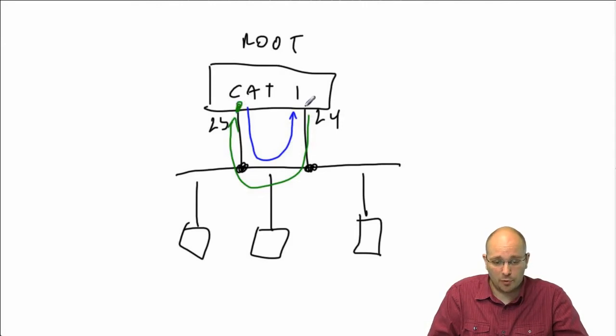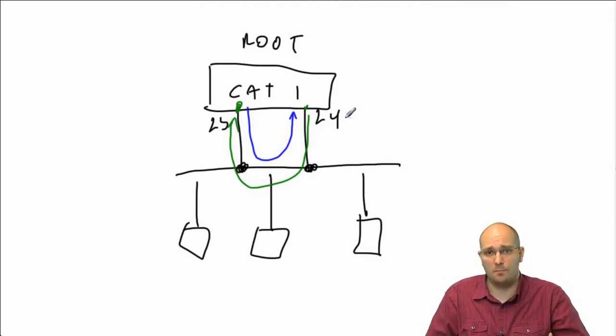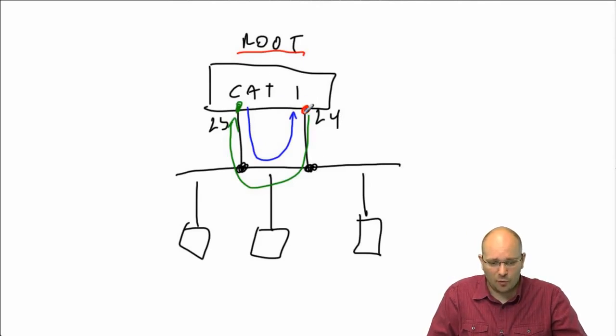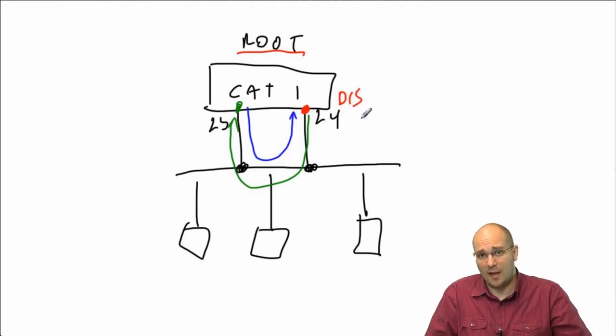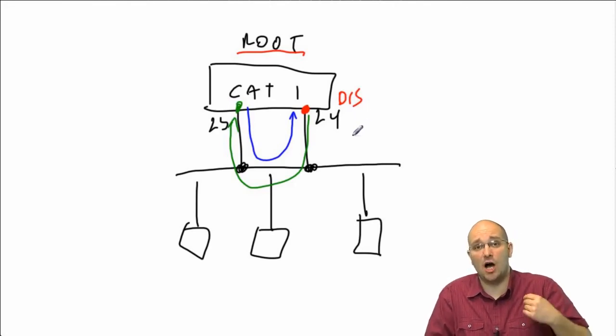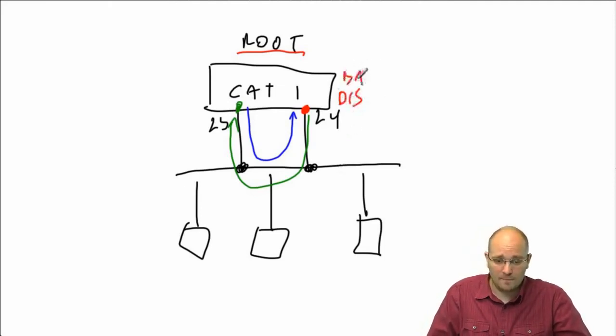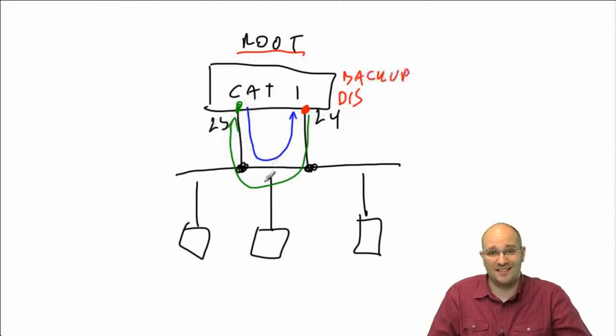23 is going to be a better port than 24, but in a case that 23 fails, is 24 a path back to the root? Well, no, it isn't, because cat1 is the root itself. So fast24 here should be in discarding state. It should be blocking, but it's not a backup path. It's not an alternate path to the root. It is instead going to be a backup port, because it is a backup for the designated port.